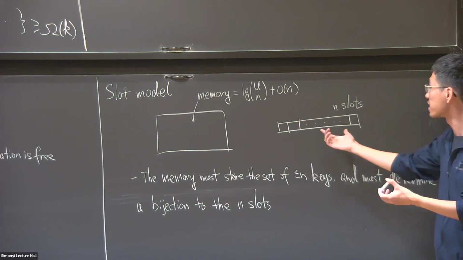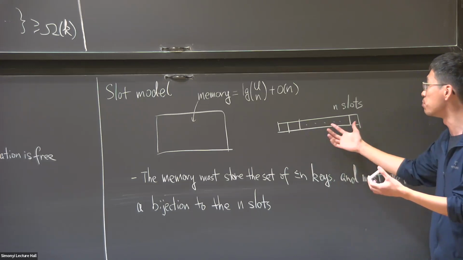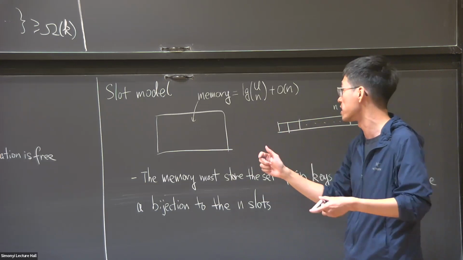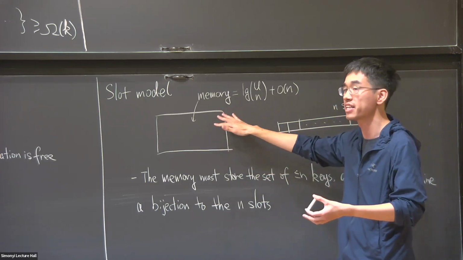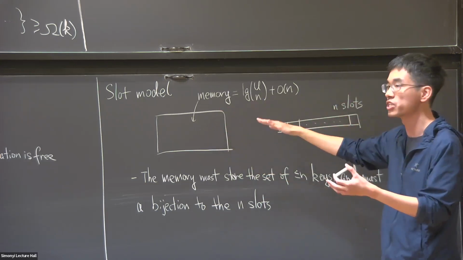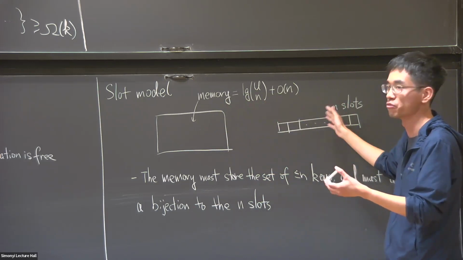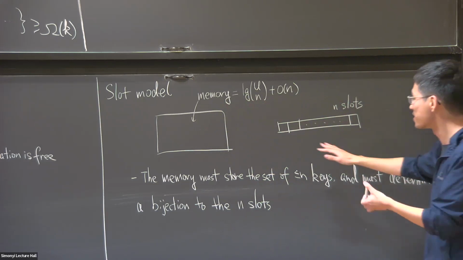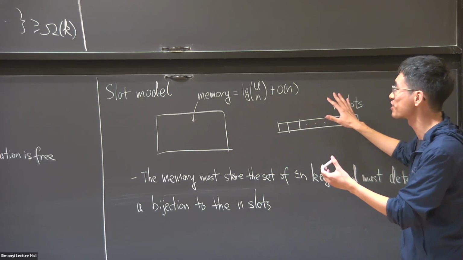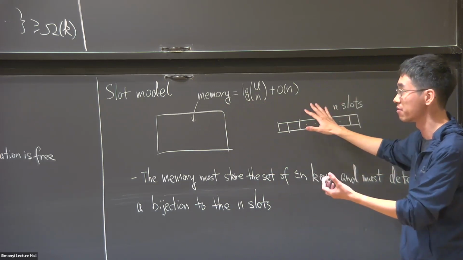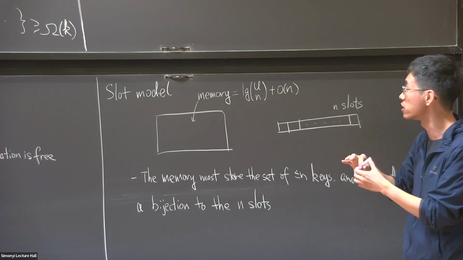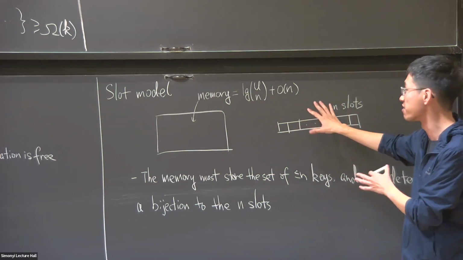Then we can take these n log v bits out as the n slots, and the rest of the memory must store everything else and determine the mapping from these n keys to these n slots, like which keys are stored in which slots, and so on. So for any data structure that has this form, we can fit it in the slot model. And it turns out that all the known dynamic dictionary constructions have this form.